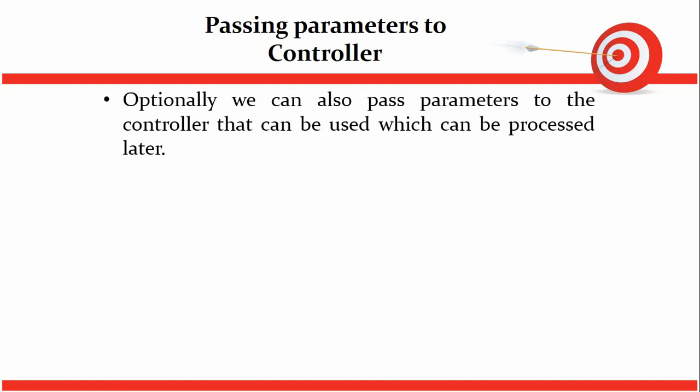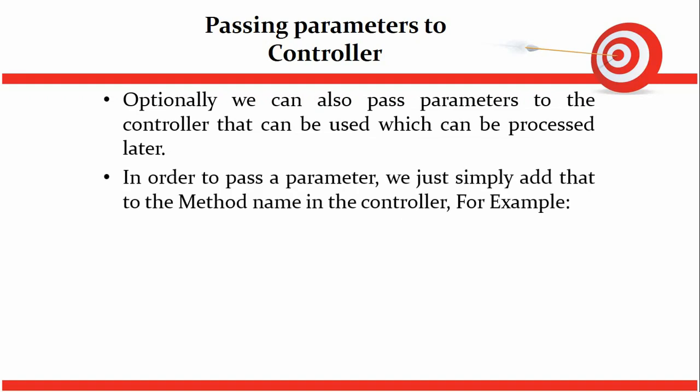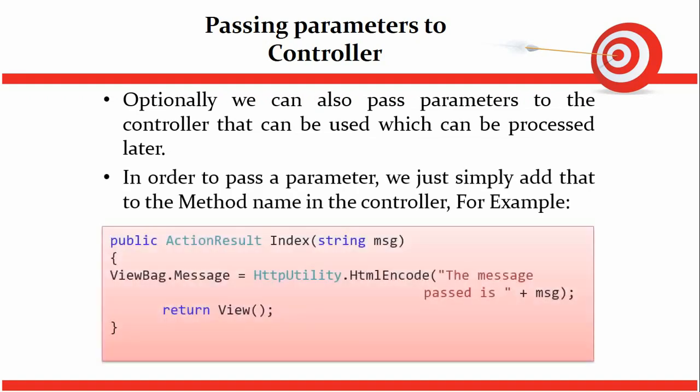Okay, how do you pass a parameter to a controller? In order to pass, we just simply add the method name in the controller, something like this. Okay, so public ActionResult Index is the method name. Okay, what I'll be calling. So if my controller name is product, I'll say product slash index. Basically call a method which is there inside this through your controller.